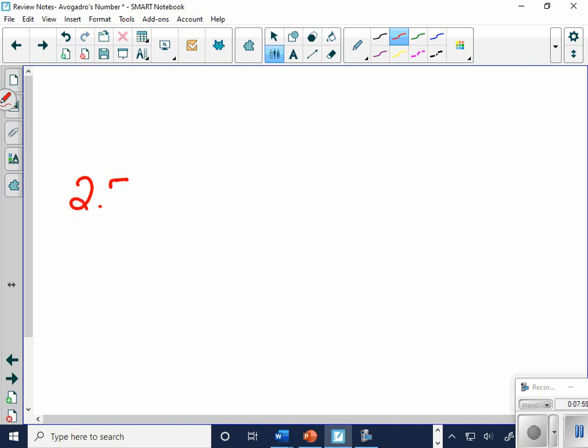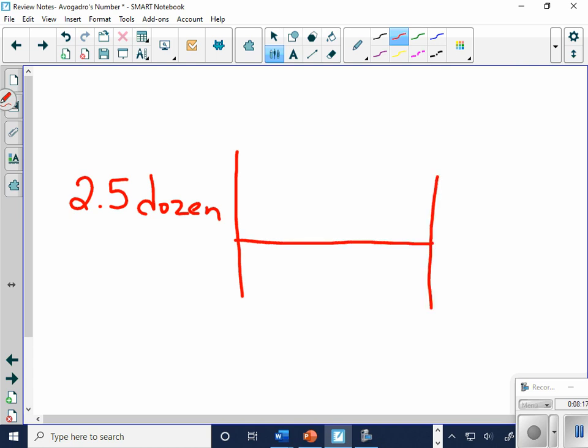Well, let's say I have 2.5 dozen donuts. I want to convert that to see how many donuts I actually have. I set up a conversion box as so. Now, the key to my conversion box, whatever I put here on the bottom has to cancel with my dozen right there. What do I mean by that?